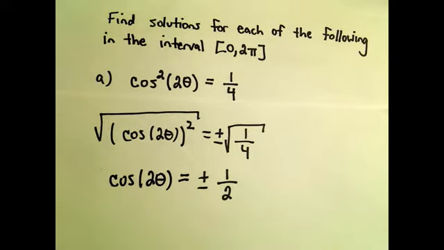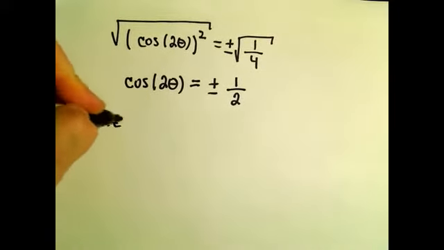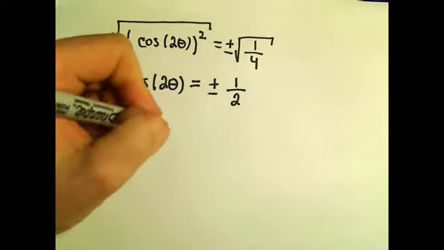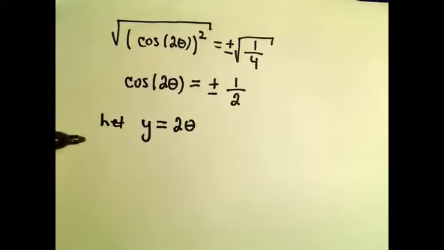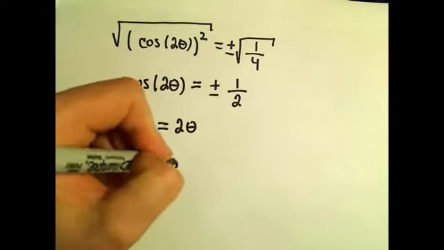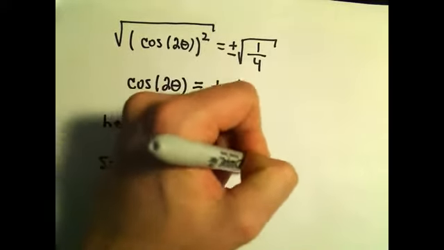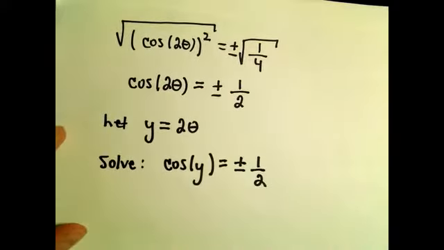What I usually do on these is I make a little substitution. Let's let y equal 2 theta. So really now I'm trying to solve cosine of y equals positive and negative 1/2. Okay, so why did I do that?